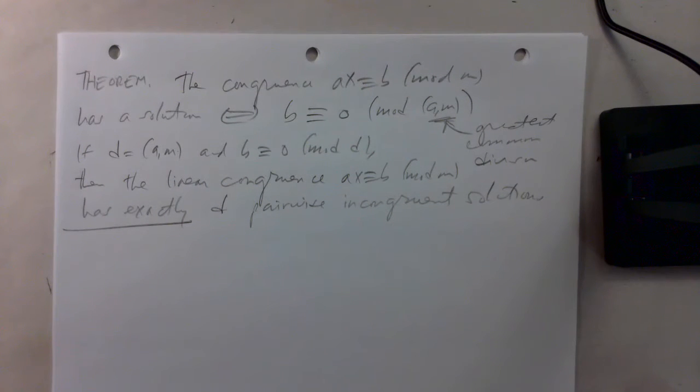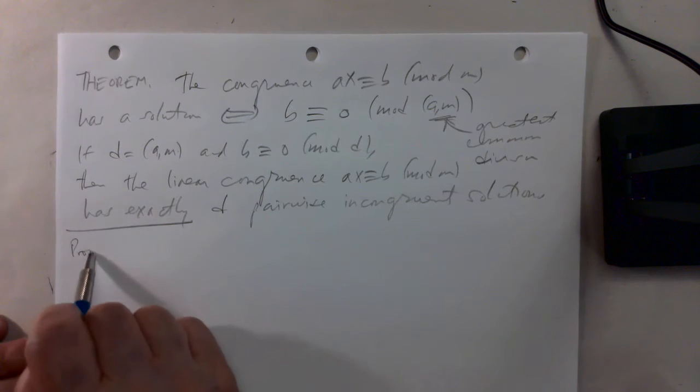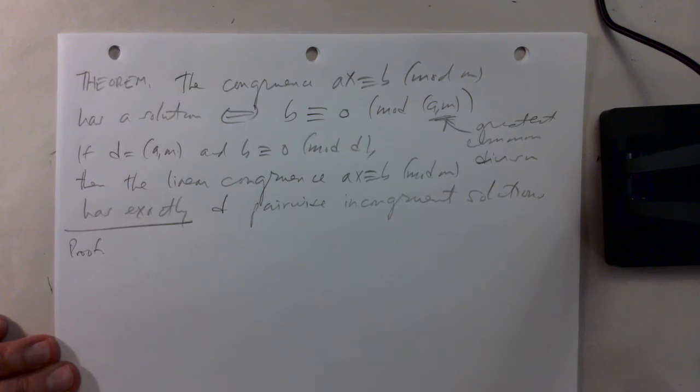So this is the theorem. It tells us exactly when we can solve a linear congruence. The congruence ax congruent to b mod m has a solution if and only if the greatest common divisor of a and m divides b. And if that's the case, and if the greatest common divisor is d, then the congruence, in fact, has exactly d different solutions, not m. So the proof is not too complicated.